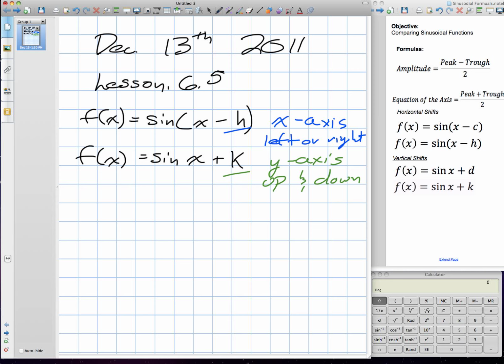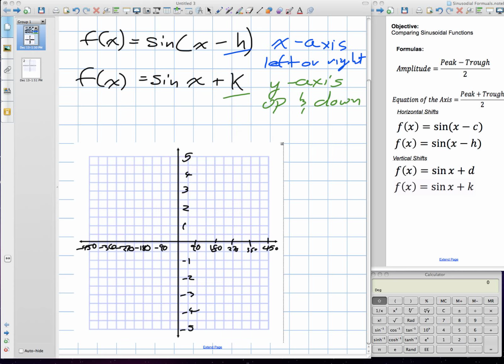Now the book, again, is going to refer to things as c and d. I want you just to think of them as the h and k that we use with parabolas. It's the same idea. We're shifting things left, right, up, and down. So, what we have is we're dealing with our original function, which is f(x) = sin(x). And we're going to be moving it around the graph.